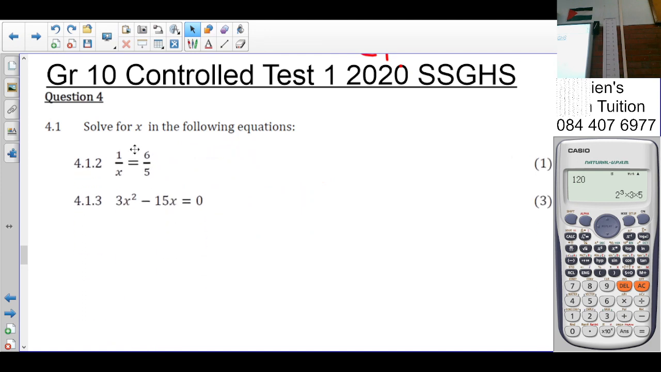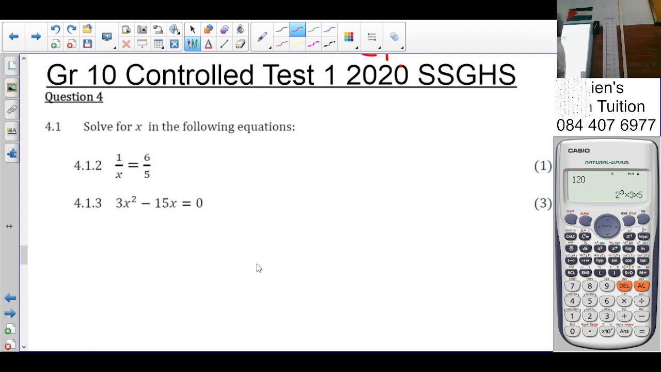The next question is 4.1.2. So what I can do is one of two things here. I can see from here that x is equal to 5 over 6. If you have a fraction on either side, you can take the reciprocal of both sides. You can just flip it around, and that's how you get 5 over 6. If you didn't know that, no problem. Fraction on either side, you cross multiply. So 1 times 5 is 5, 6 times x is 6x. Divide by 6 on both sides. So x is equal to 5 over 6. So we'll get a full mark, okay?